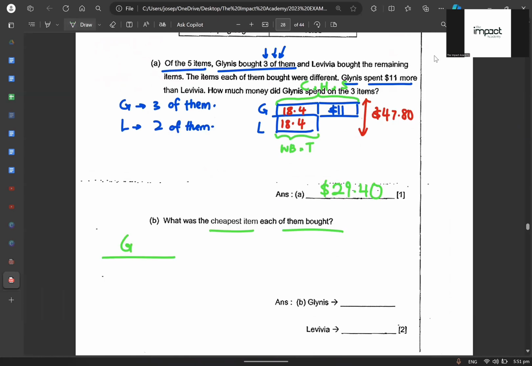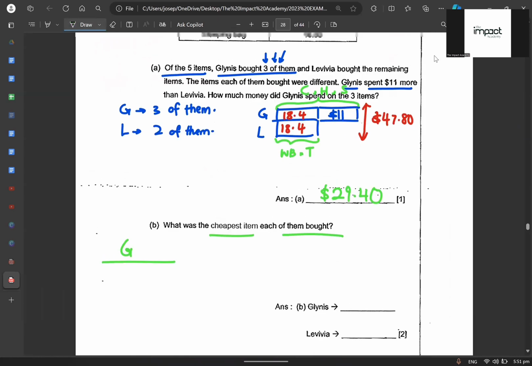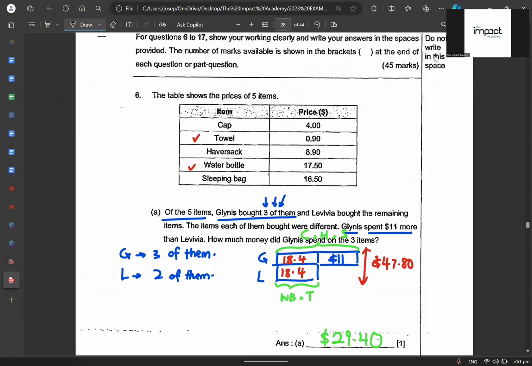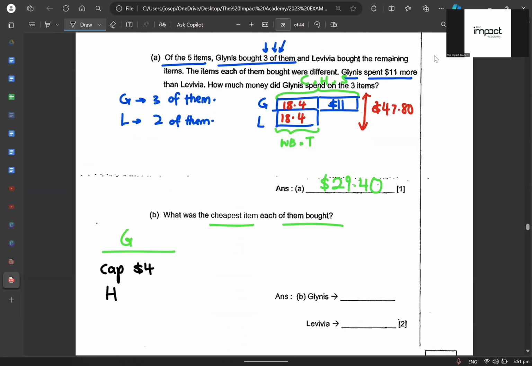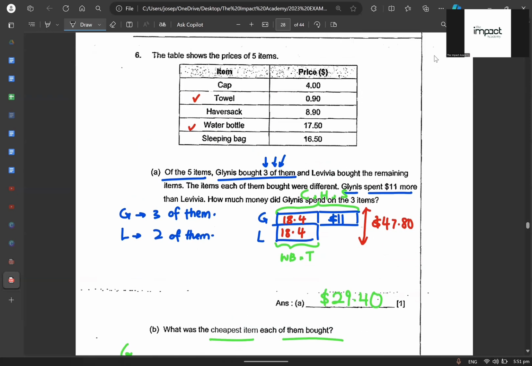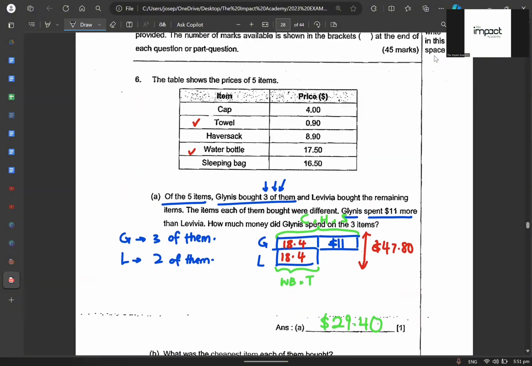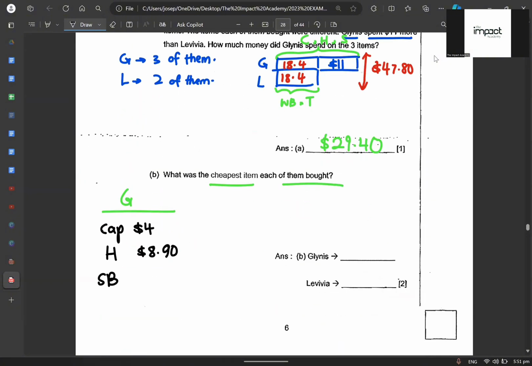Now, Glennis actually bought 3 things. What are the 3 things that she bought? Can we list it down first? She bought a cap, correct now, that is priced at $4. She also bought a haversack, that is priced at how much? A haversack that is priced at $8.90. Agree so far? And then she also bought a sleeping bag that is priced at $16.50. Can you understand?